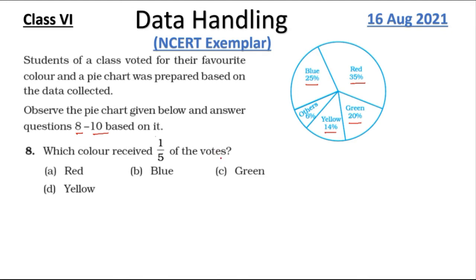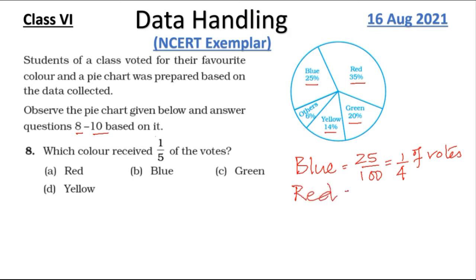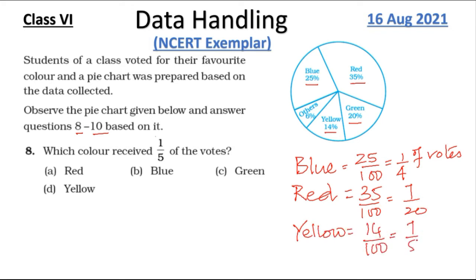So here we really need to calculate these percentages in terms of fraction. Suppose if I go with the blue, we have 25%, which means 25 by 100, which is 1 by 4 of votes. Same way we can calculate for the red, it is 35 by 100, 7 by 20. Yellow, it's 14 by 100, which is 7 by 50.